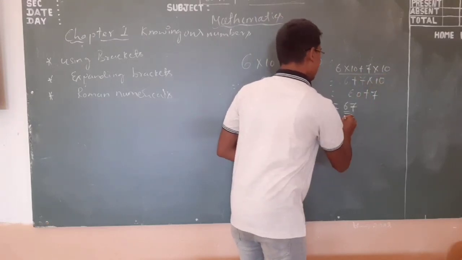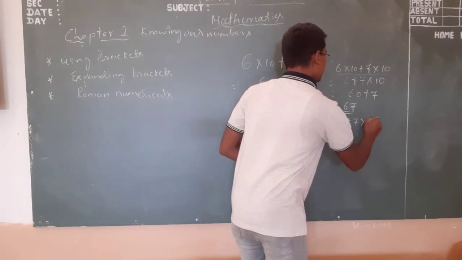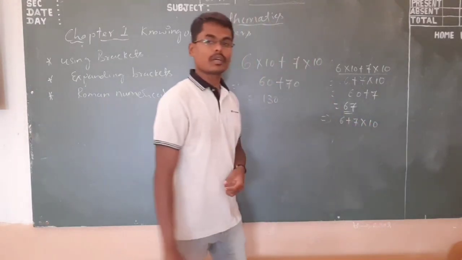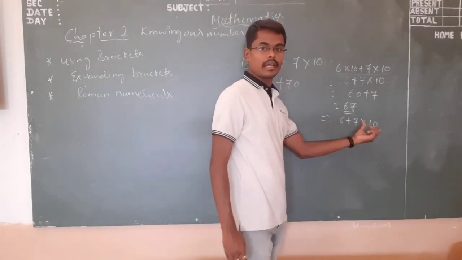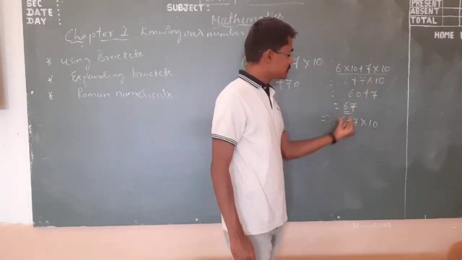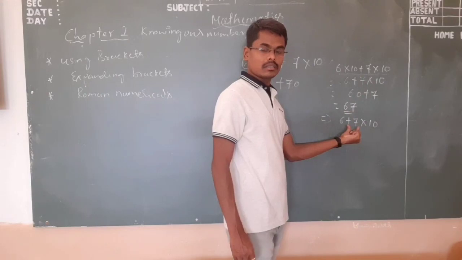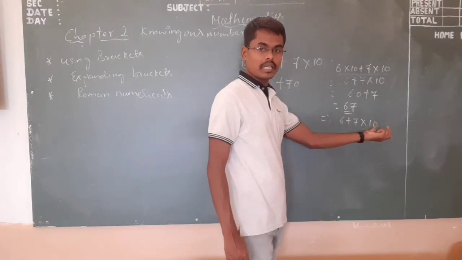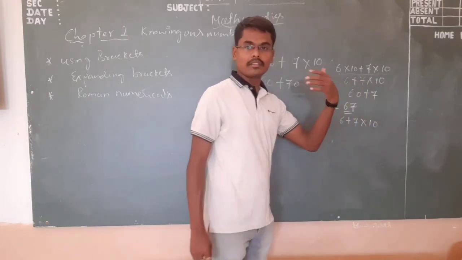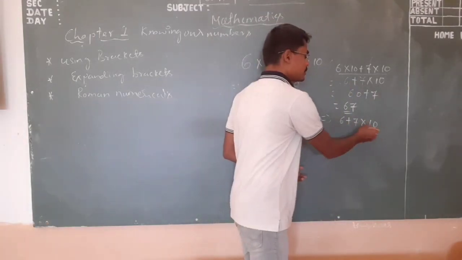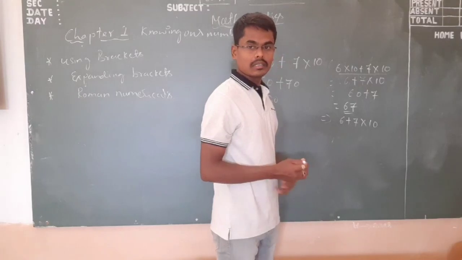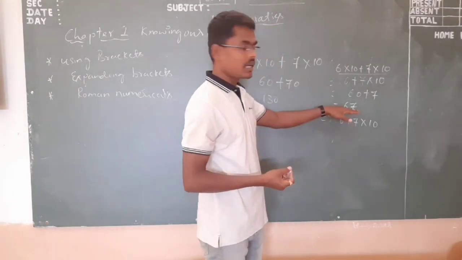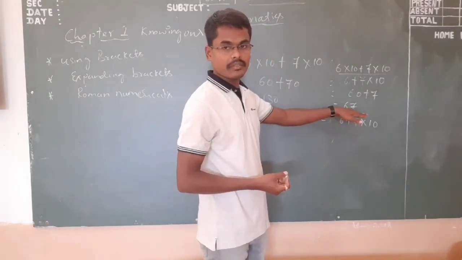I can write like this, 6 plus 7 into 10. If we do not use the brackets, this becomes like this, because 10 is common here. 6 plus 7, that is 13, into 10, that becomes 130. Sometimes we may get confused. I can multiply 6 with 10, that becomes 60 plus 7, that becomes 67. That is what we have got here, 67.